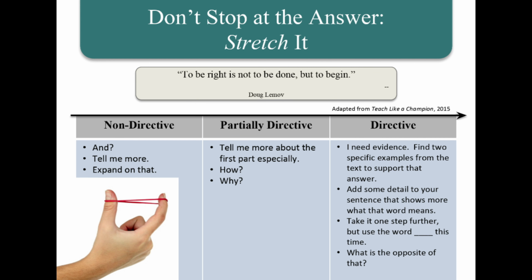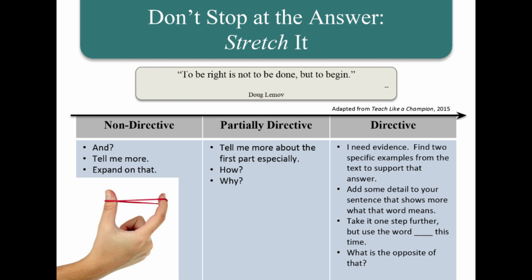The second way is partially directive. So when we think about being partially directive, it's just that. Getting them to expand, but giving them a partial directive in how to do that. Saying things like, "Tell me more about that first part especially," or "How did you come to that conclusion?" or "Why? What evidence can you find?"